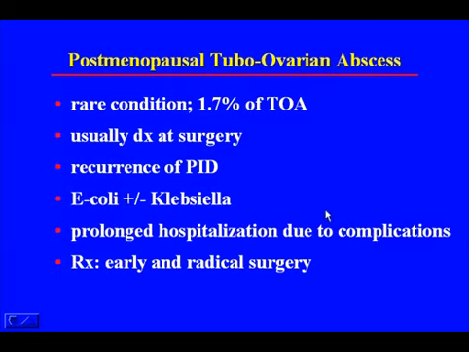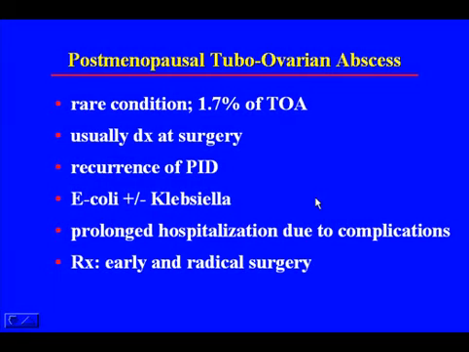Postmenopausal women can also get tubo-ovarian abscess. It's a rare condition. It's only seen in 1.7% of all tubo-ovarian abscesses. Usually these women require surgery, and the diagnosis is not made preoperatively. The cause of this is recurrent pelvic inflammatory disease.